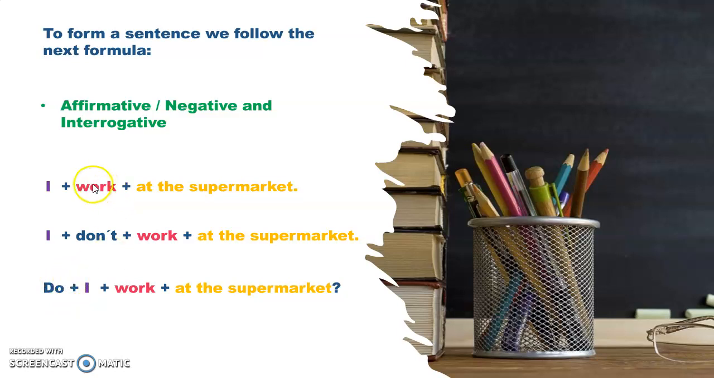Then if you see, my affirmative sentence stays the same in the three forms, but we add in the negative don't after the person, and we add do in the interrogative before the person. That's the only difference. If you follow these little rules, you're going to do very, very good with affirmative, negative, and interrogative in simple present.